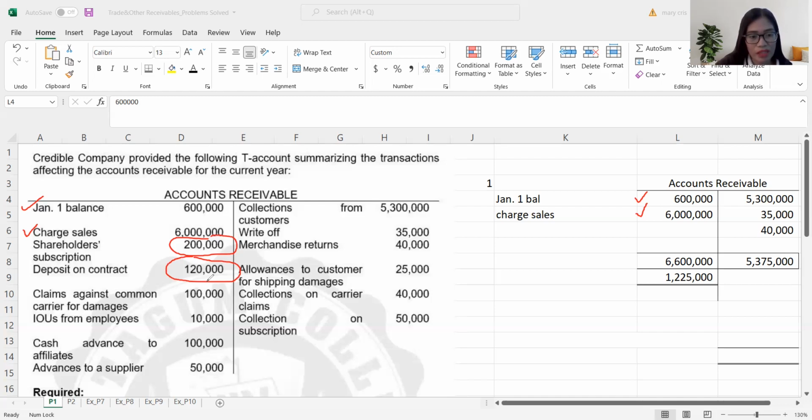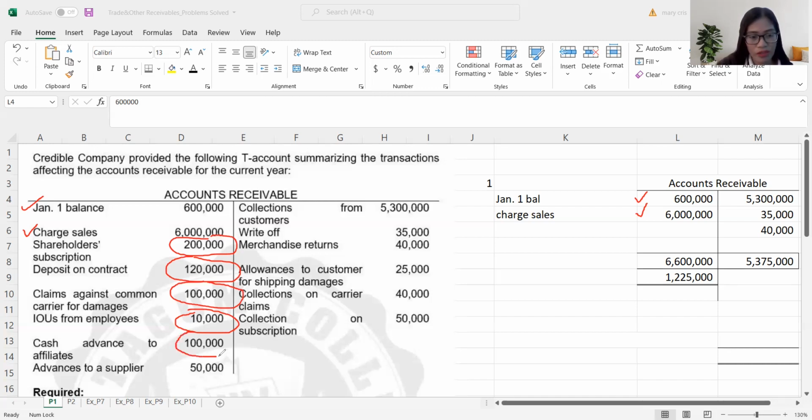Another is claims against common carrier for damages. I would like to encircle it just like the other two because, although we can consider this as current, it is not fitting to be recorded under the account title accounts receivable. IOUs from employees also is a non-trade receivable which should have been recorded separately. Hindi siya dapat isama dito sa ating T account or sa ating account title na accounts receivable. It should have been recorded in a separate account title.